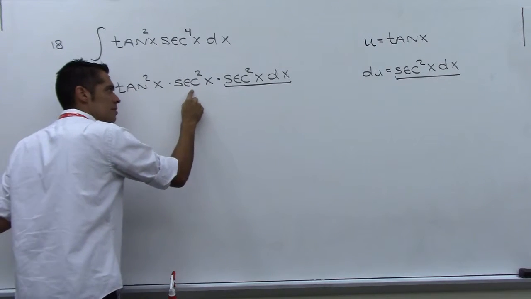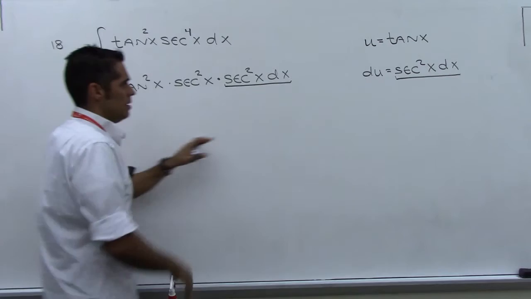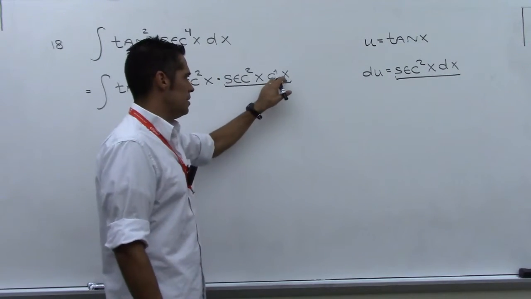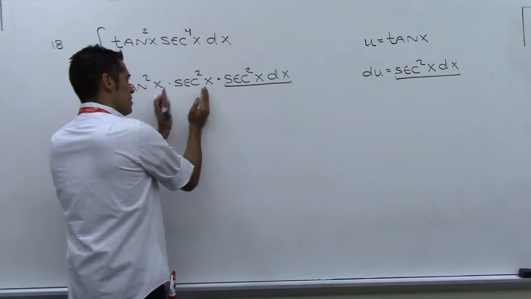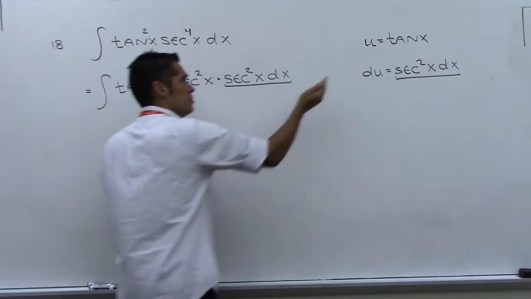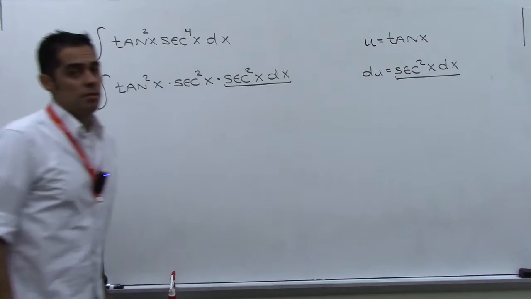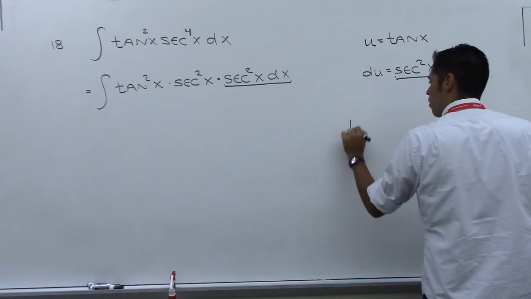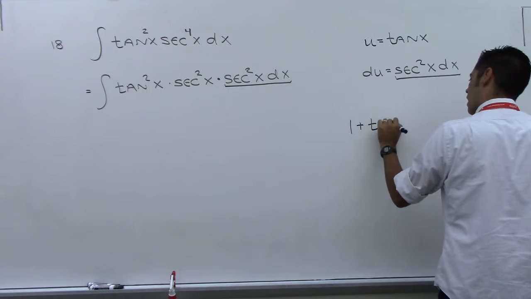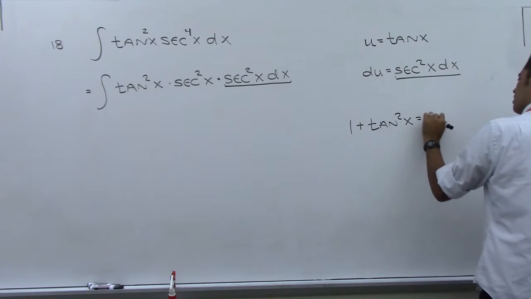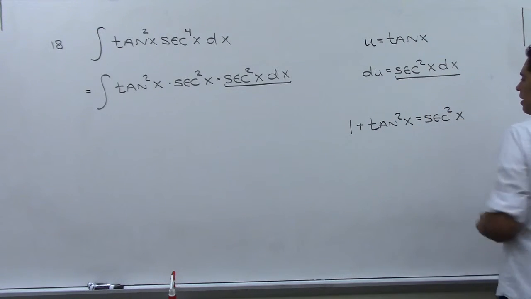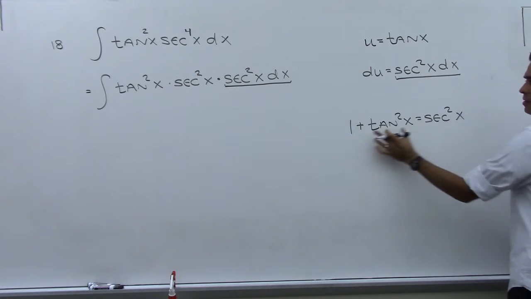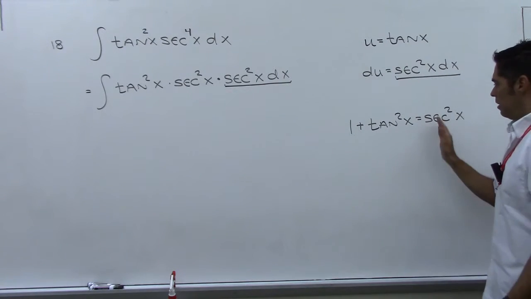But what about the secant squared? I don't call it du again because this is du. I would need the dx there with it. So I need to somehow rewrite this in terms of tangent. So you have to go back and remember some Pythagorean identities. 1 plus tangent squared x equals secant squared x. That's a Pythagorean identity. And so if I want to know what secant squared x is, here it is. And that's in terms of tangent.